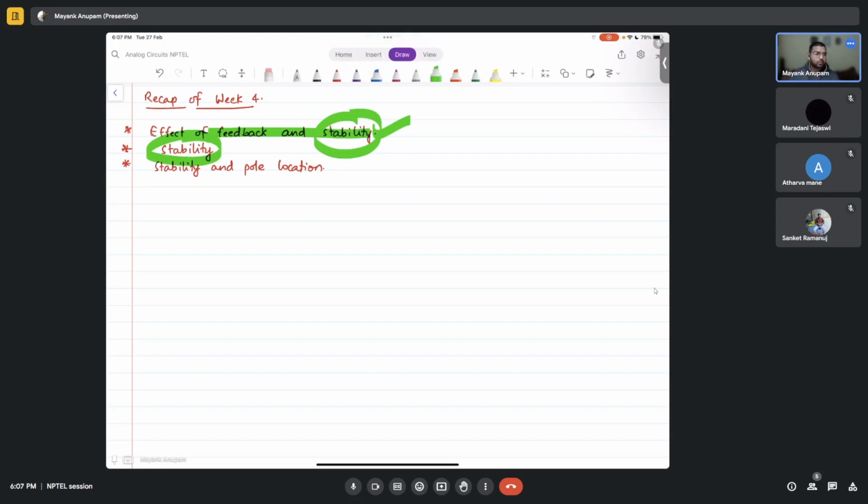Anyone? I know the instructor gave in detail the mechanism of stability and how to check whether the system is stable or not. But I just wanted to know whether you understand why the system should become unstable in the first place. In a negative feedback system, which is so good at controlling things, why should the system become unstable? All right, so let's see that. I just wanted to give this intuition to you.